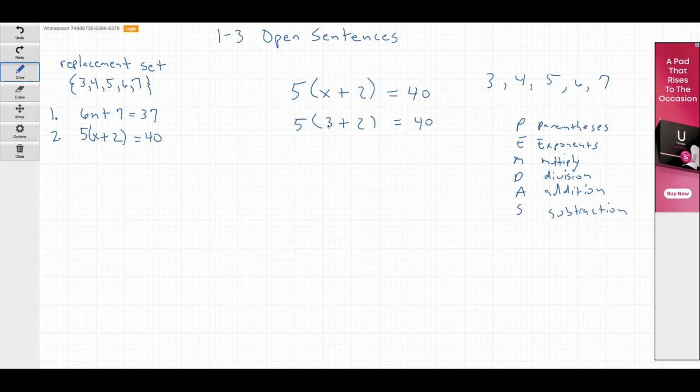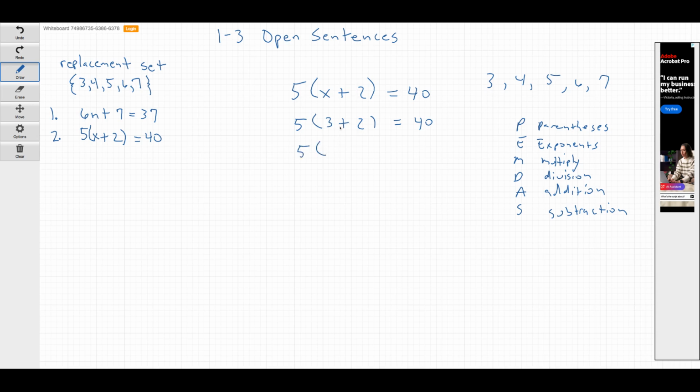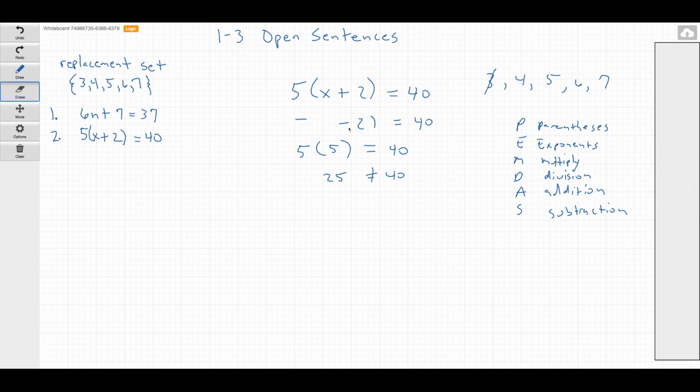All right, so in this equation, we have multiplication, the 5 multiplied by what's in parentheses, and we have addition in parentheses. So we're going to do what's in parentheses first. We still have our 5. What's in parentheses is 3 plus 2. So 3 plus 2 is 5. That's what we've performed in parentheses first, equals 40. 5 times 5 is 25. 25 does not equal 40, so 3 does not work. So we'll go on to the next problem.